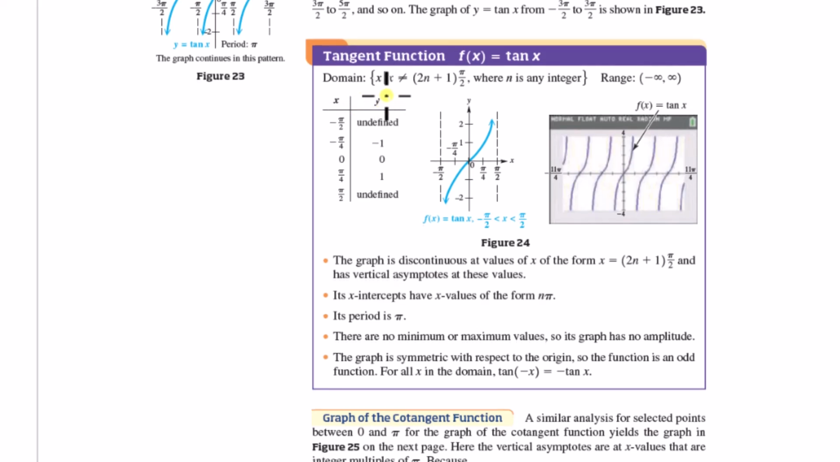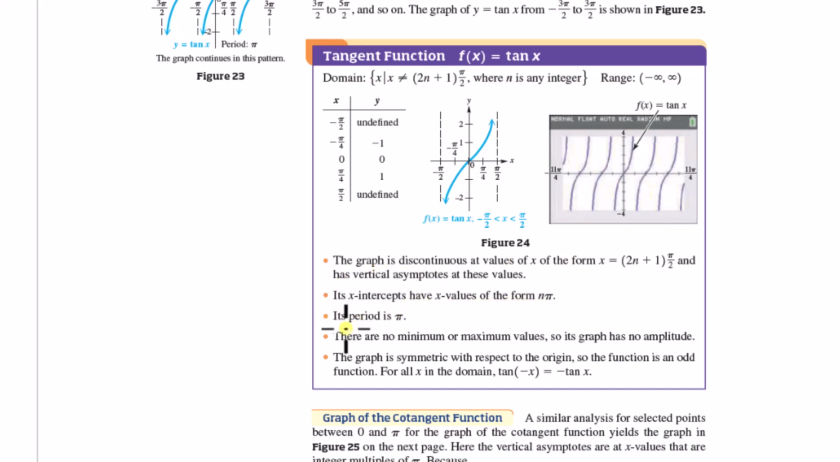The domain, they write it this way. It's pi over 2, (2n plus 1) times pi over 2, where n is any integer, covers all the vertical angles that you can't input into the tangent function, and then the range is negative infinity to infinity. The graph is discontinuous at values of x. Yeah, that's the vertical asymptotes.